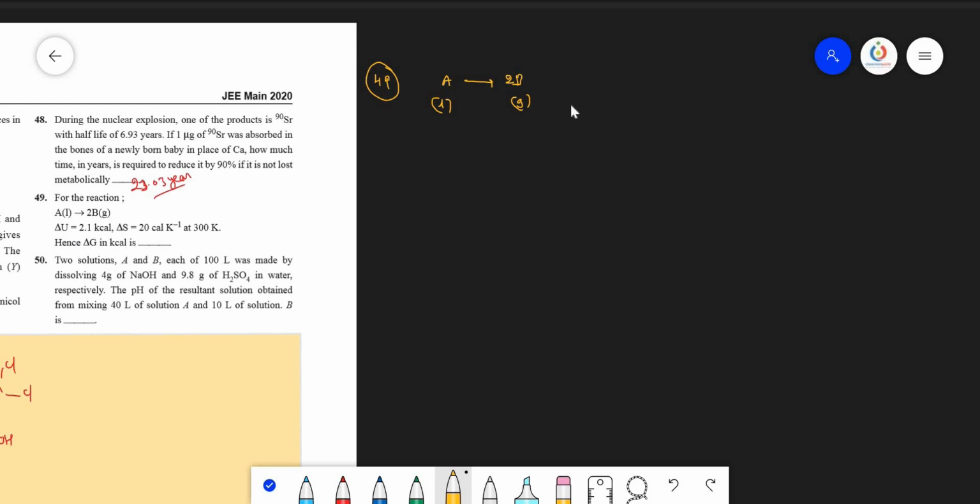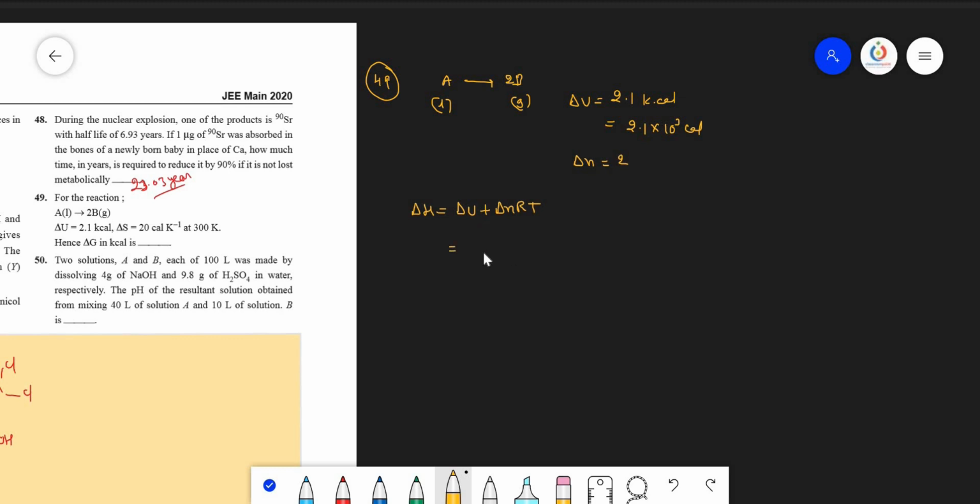So I'll write the delta U value. Delta U equals 2.1 kilocalories, as given. Let's convert this simply into calories: 2.1 into 10 power 3 calories. Similarly, delta n equals 2 minus 0, so its value equals 2. So we know that delta H equals delta U plus delta nRT.